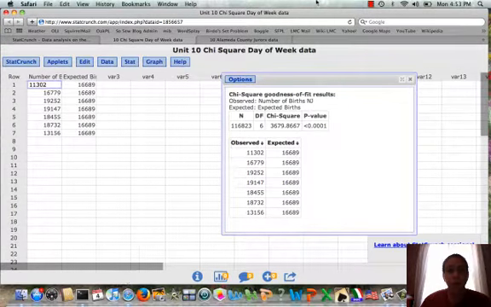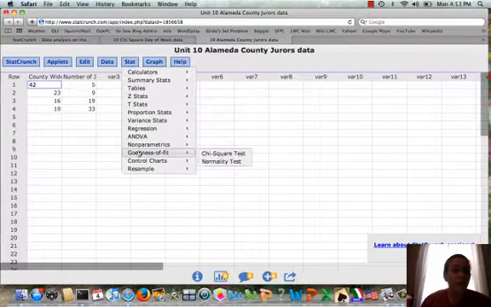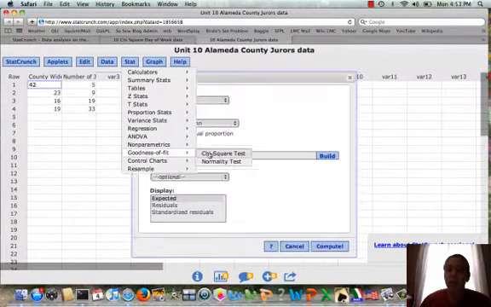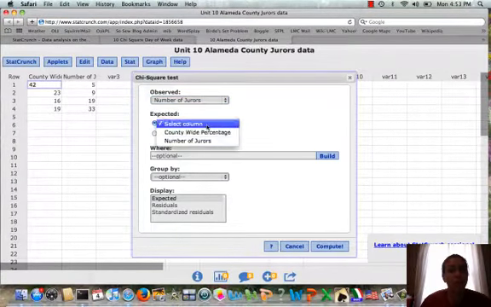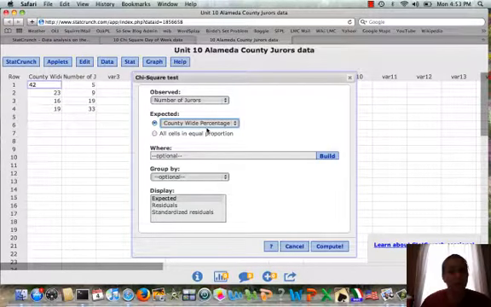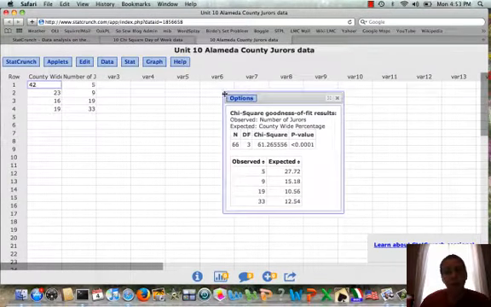If we go over to StatCrunch, I've typed in the countywide percentages in a column and the number of jurors in another. And again, we'll go to Stat, goodness of fit, choose the chi-squared test, and then our observed column is the number of jurors, and our expected is the countywide percentage. Then we can go ahead and say compute, and we get a very small p-value, and our chi-square is 61. For 4 different proportions, this is considered a significant chi-square value.